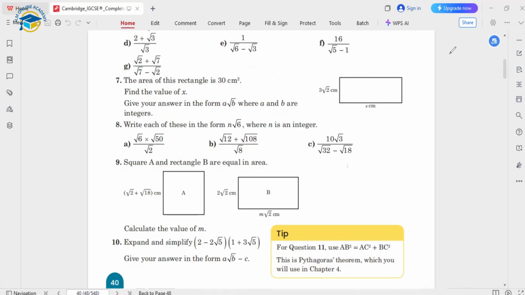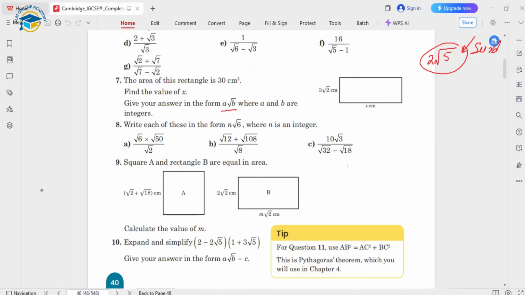Let me tell you again, if we have a number inside a square root that is not a perfect square, for example 5, it's not a perfect square, it's a prime number. If we have a number like this in the form of a square root, this is called a surd. Sometimes a number can be outside as well. They are talking about this form that we need to give.